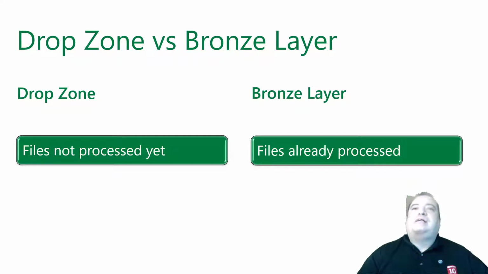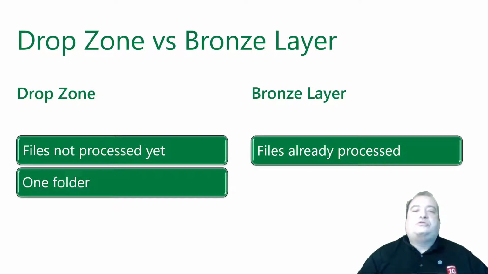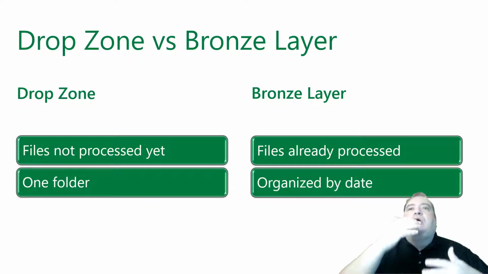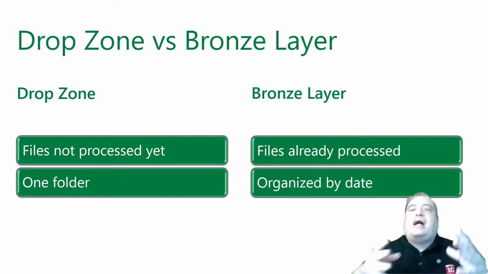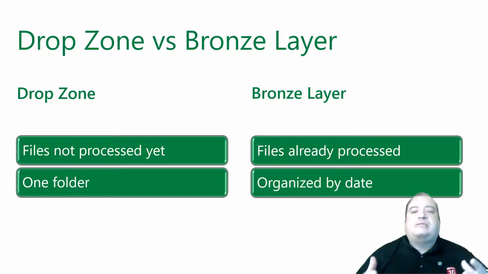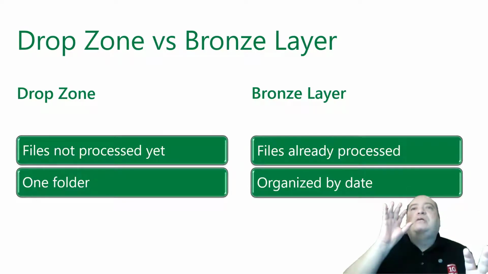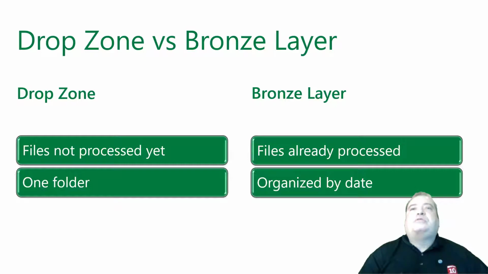The bronze layer is where we archive the files already processed, and usually the number of files is huge. That's why the drop zone usually is one folder, only for the files arriving. And in the bronze layer we organize the files by date, for example, and other folder structures. The bronze layer is an archive of these files, while the drop zone is only for the files to arrive and be processed and maybe be dropped into the bronze layer.